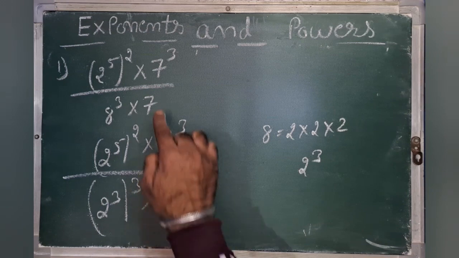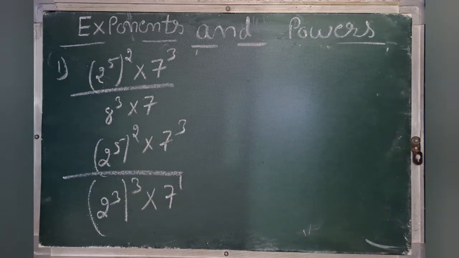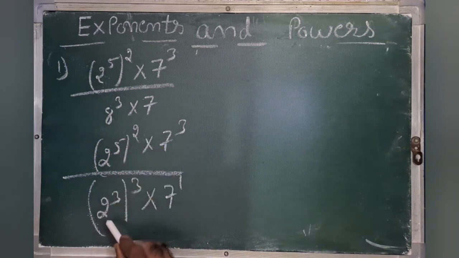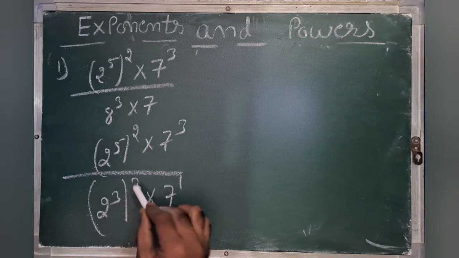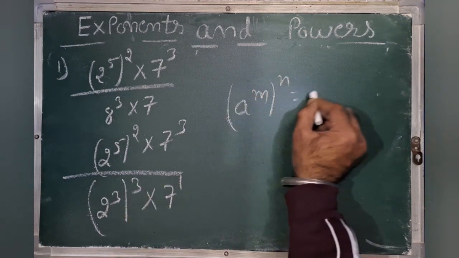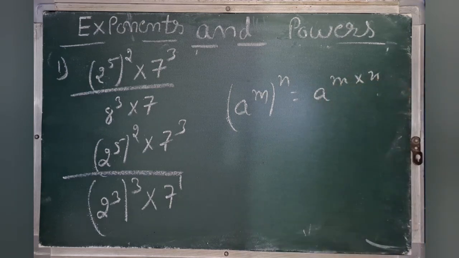So 7, that power is 1. Now this will become a power m whole power n. Same, a power m whole power n. When a power m has a whole power n, then we have to multiply the powers. So a power m multiply n.